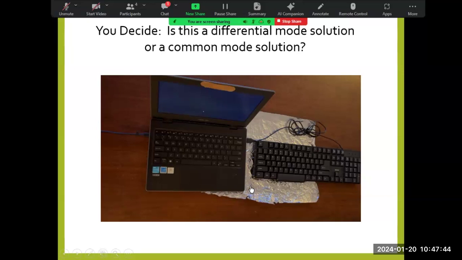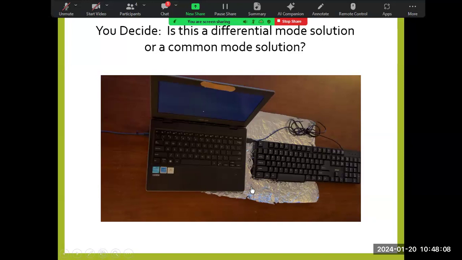Now, what do you think is the problem? Common mode or differential mode? Who knows? Anybody have an idea? Differential? Why do you think it's differential? Because of the loop. Well, in this case, I don't think you can be wrong either way.